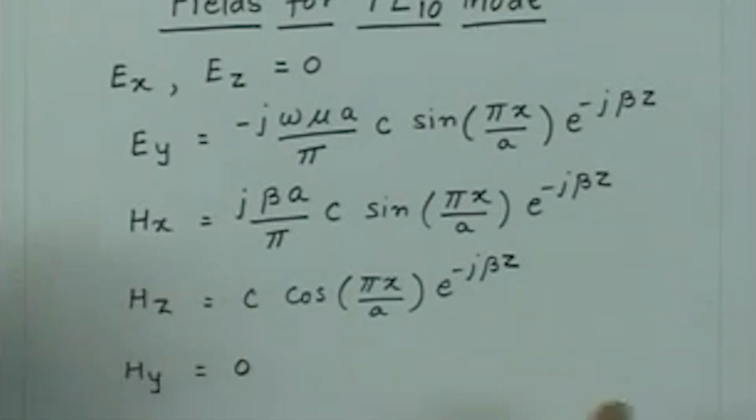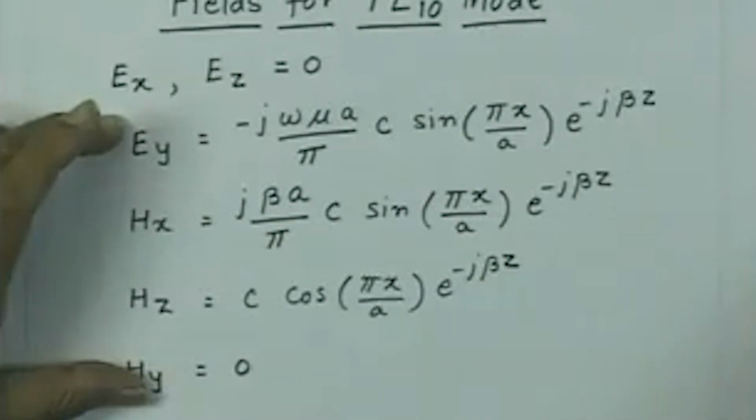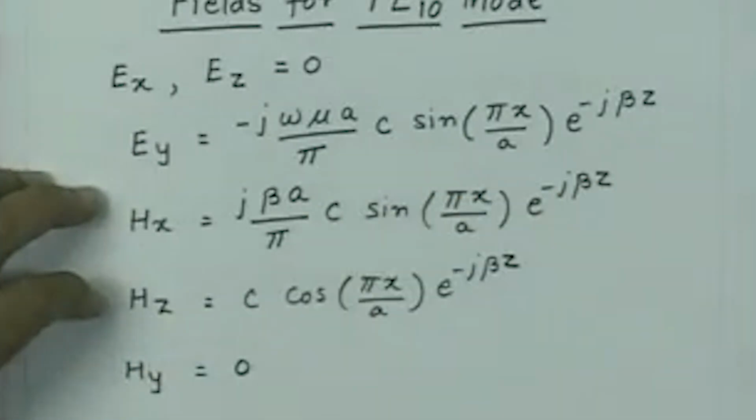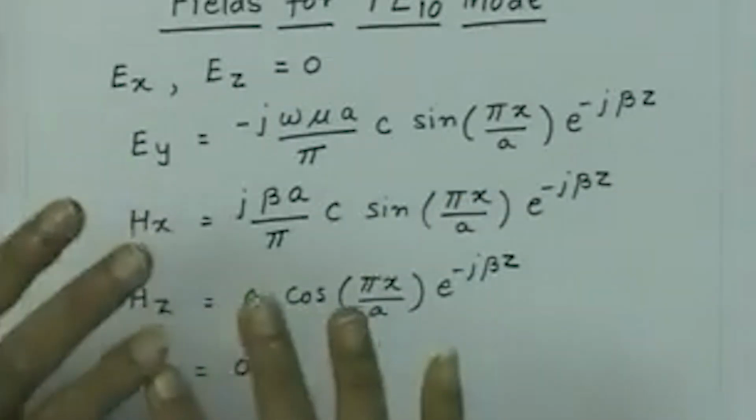Last time we also saw the current distribution because of these fields. So now what we can do, using these fields, we can calculate what is the power carried by the waveguide, what is the loss in 4 walls of the waveguide, and then from there we can calculate the attenuation constant. So let us first take the waveguide.